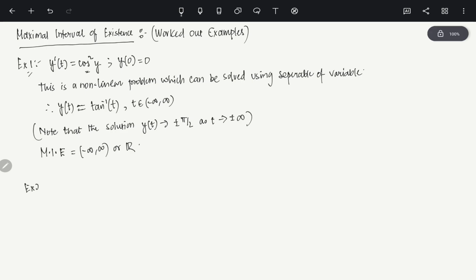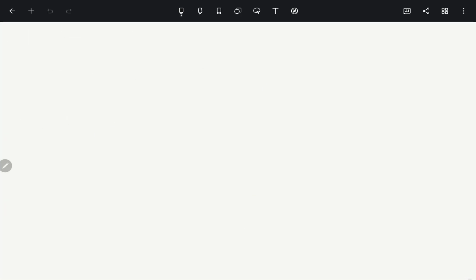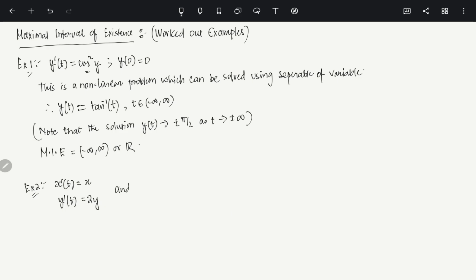So this is for a 1x1 system, which is basically just a simple ODE. Let's look at an example where it is not a simple ODE anymore, but a system. Let's look at this system: x prime t equals x, and y prime t is given by 2y. This is also a very simple system, but nonetheless it is a system. The initial condition is x at 0 and y at 0 equal to 1 and 1. Of course, we chose it in such a way that it is very easy to solve.